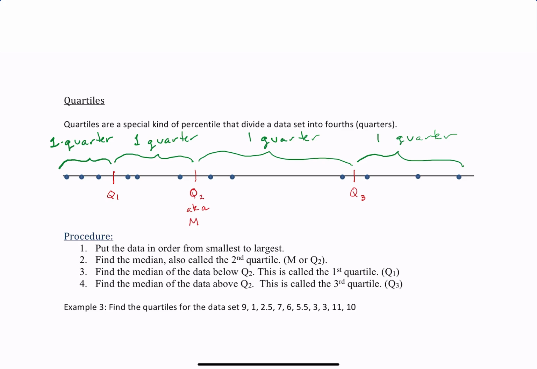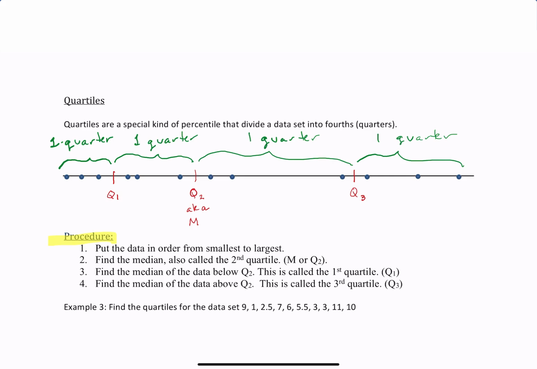Now with percentiles, I talked about them a little bit because I wanted you to understand them, but I didn't ask you to compute any percentiles, and we're not really going to need to compute percentiles, at least at this point in the course, but we will want to be able to compute quartiles. So let me give you a procedure for that. First, you're going to put the data in order from smallest to largest and find the median. Remember, we have to put the data in order to find the median.